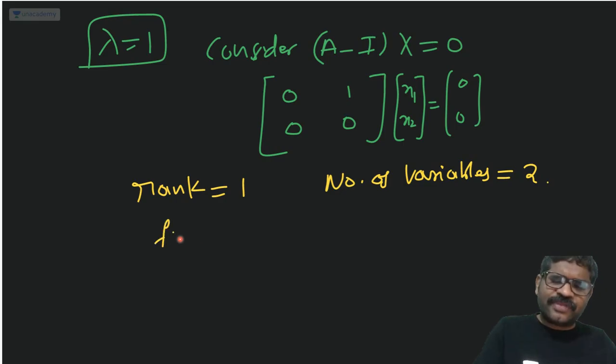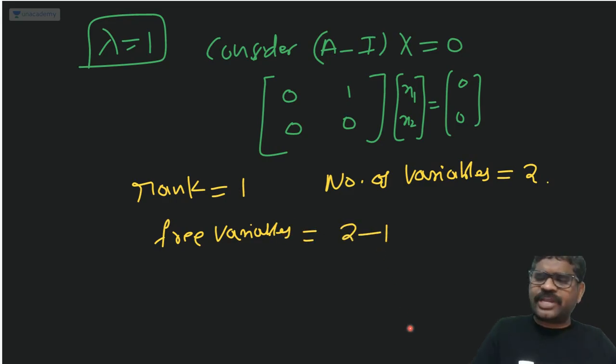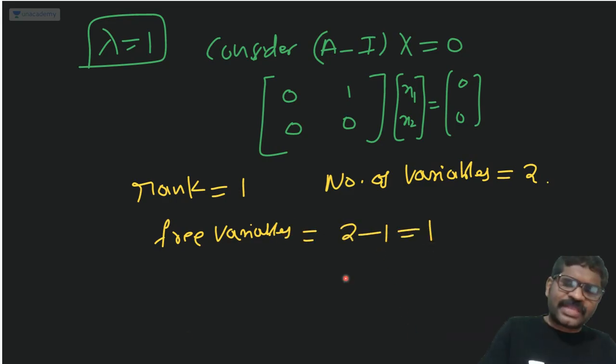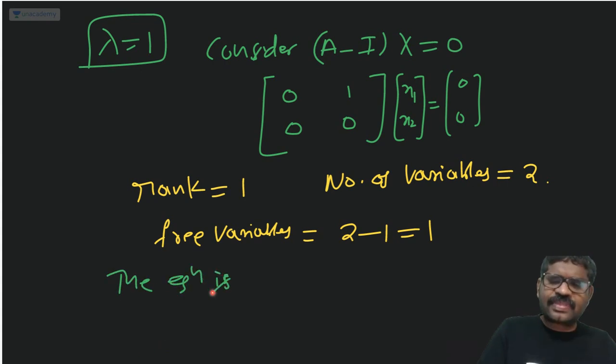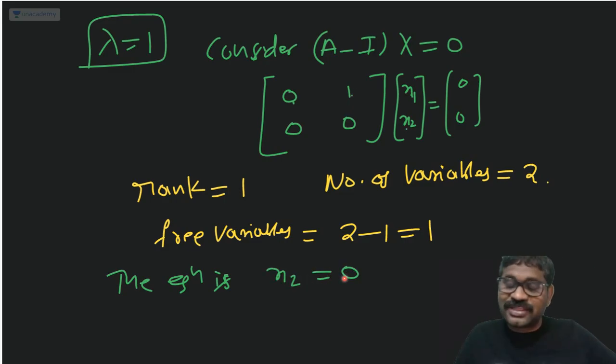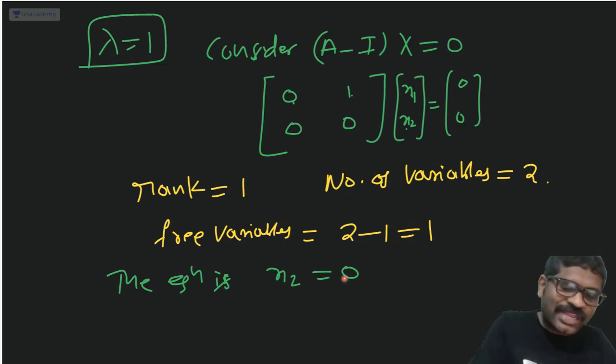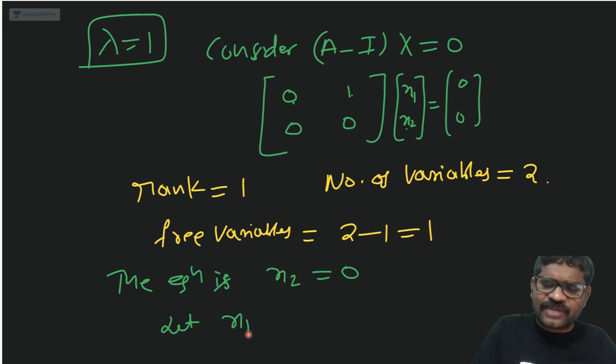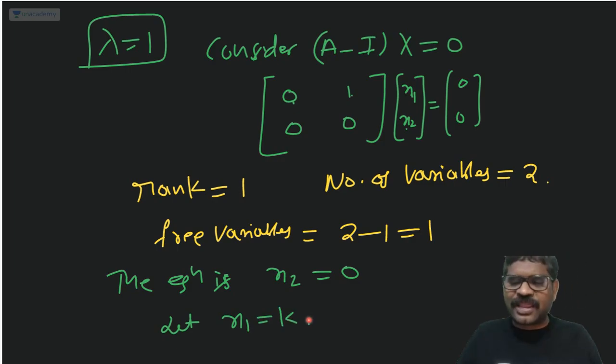Now free variables: 2 minus 1, 1. The equation is 0x1 plus x2 equal to 0. x2 is 0. Therefore, x1 equal to k, because there is one free variable, and that free variable is nothing but x1 here. So x1 equal to k.